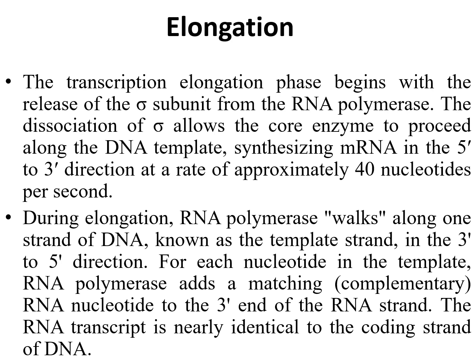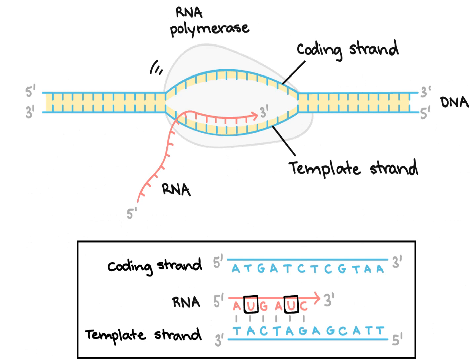Next, we'll move on to the elongation process. Here, the transcription elongation phase begins with the release of the sigma subunit from the RNA polymerase. I already told you, right? For the elongation process, the sigma factor will be released and the core enzyme RNA polymerase will start adding the RNA nucleotide opposite to the nucleotide present in the template DNA. So here you can see the synthesis of the RNA. Okay, this is elongation. Very simple.